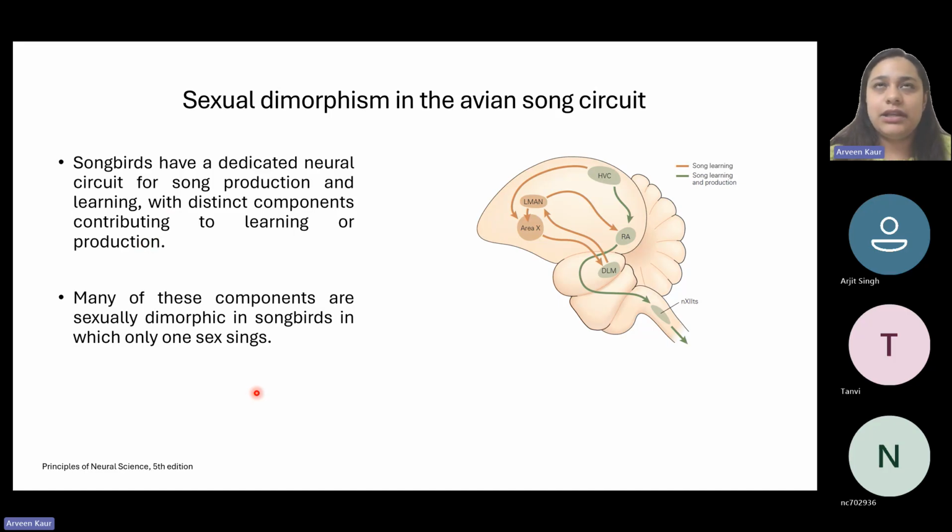So, there are certain birds in which only one sex will sing, and the other will not sing, right? Or for instance, in a peacock, only the peacock will dance, the peahens will not particularly dance, right? So that kind of thing happens in songbirds also.